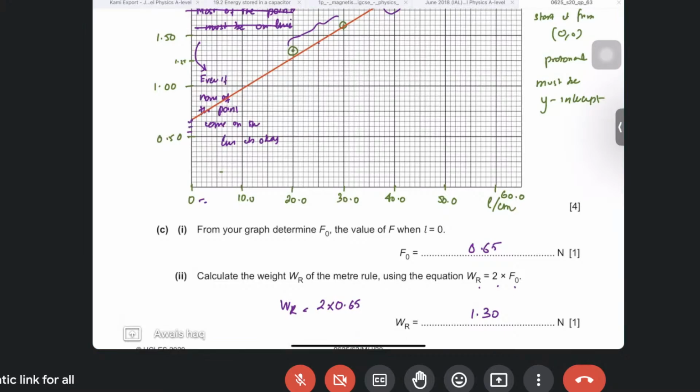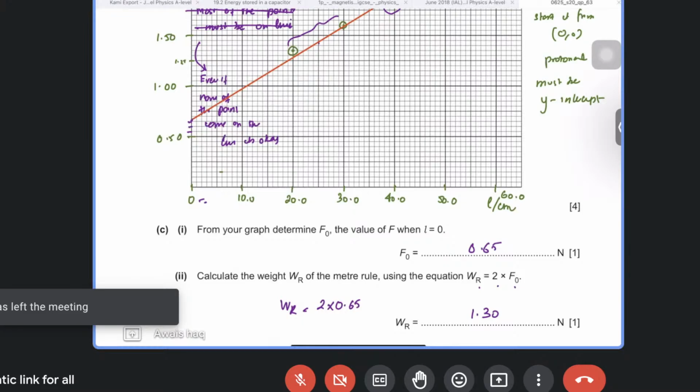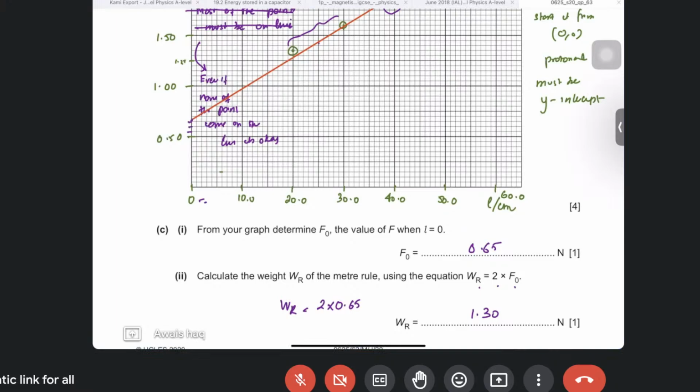Sir, for extension, we have to always start from the origin, right? For extension, the force, yeah, of extension, yeah. That's true. Sir, do we have to make the circle around the points? If you're putting a dot, because sometimes dots are very light and the examiner might not see that, so you put a circle. Otherwise, you can just make a cross if you want to. That's also fine.